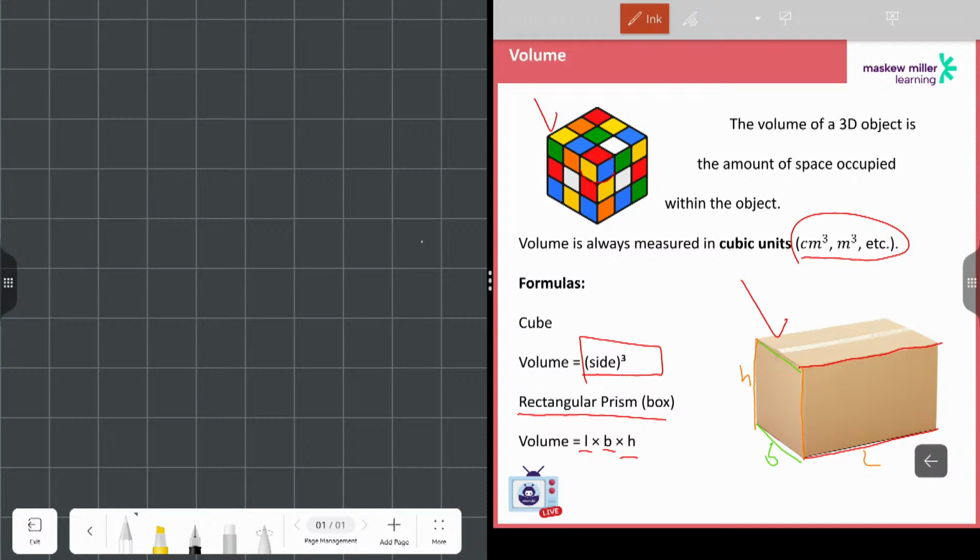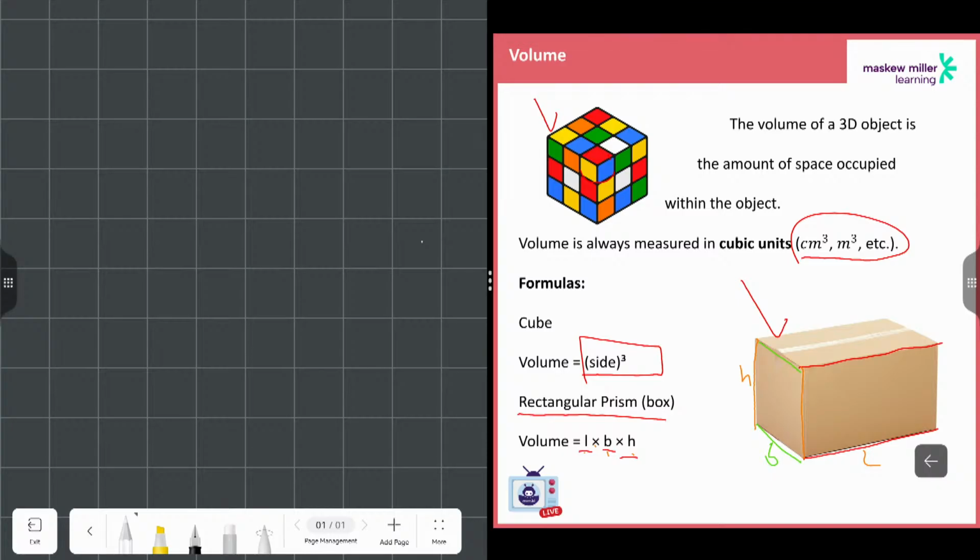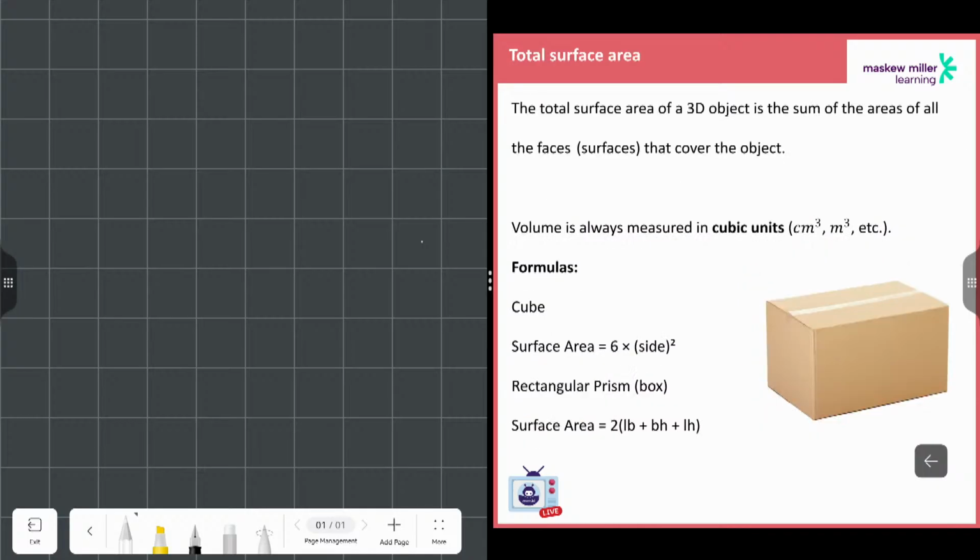So that is how you then come up to say volume is therefore equals to length multiplied by breadth multiplied by height. And that's how we calculate the volume of the rectangular prism. Please bear in mind that this is very important for us to go forward.